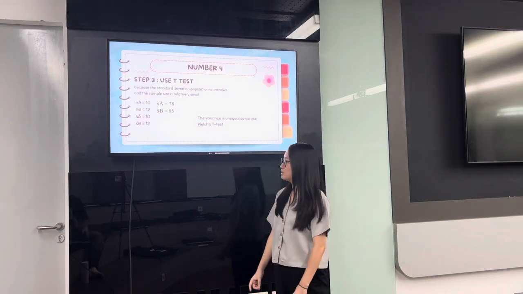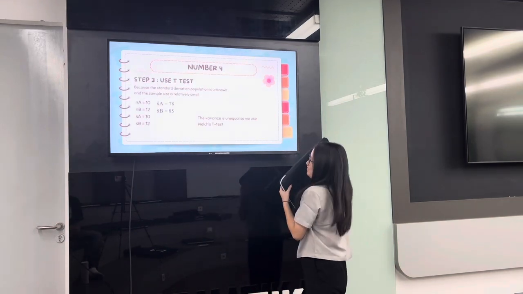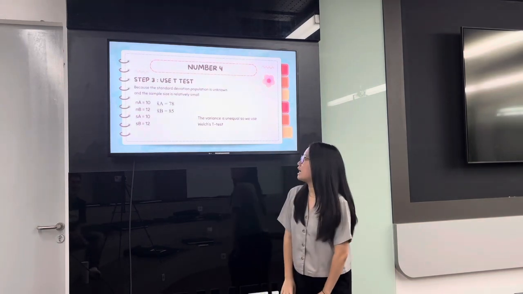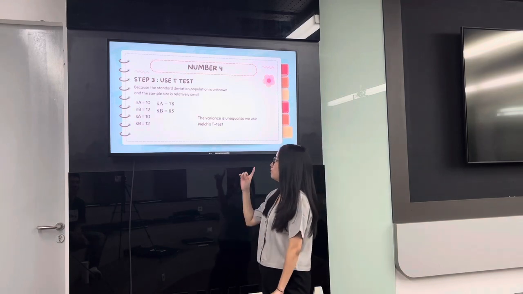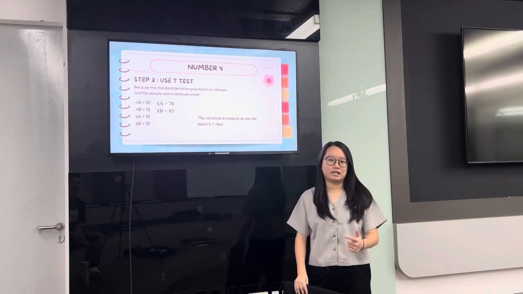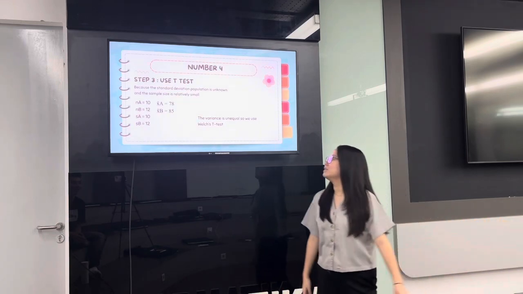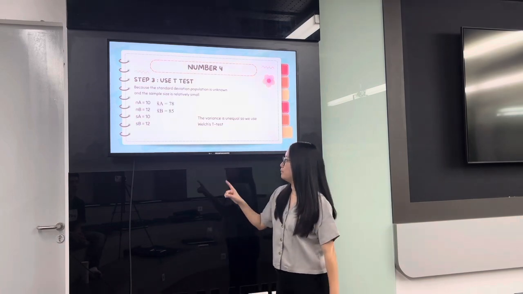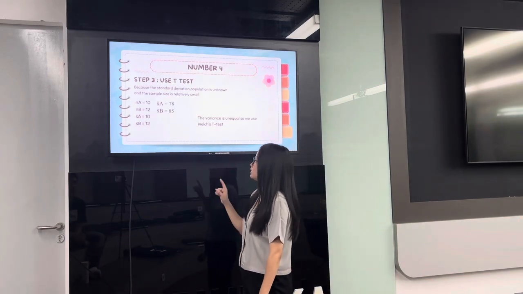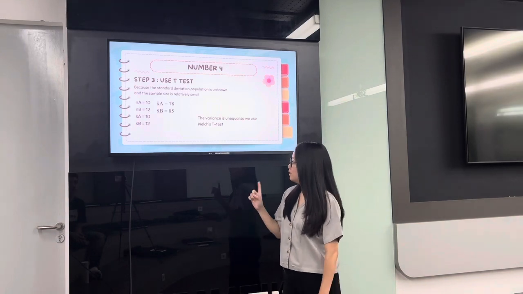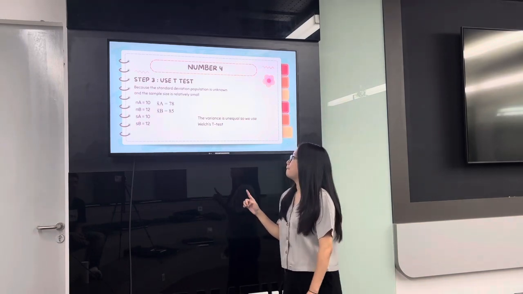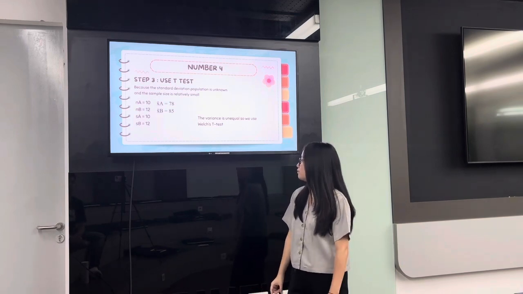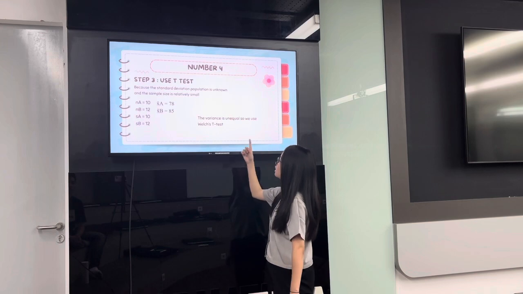Step 3, we use the t-test, because the population standard deviation is unknown and the sample size is relatively small, only 10 and 12. Sample A is only 10, sample B is 12, the standard deviation of A is 10, the standard deviation of B is 12. The x-bar of A is 78 and the x-bar of B is 85. The variance is unequal, so we use the unequal-variance t-test.